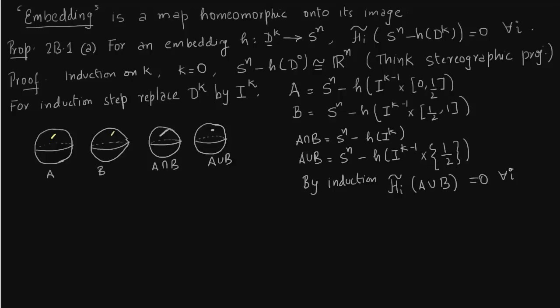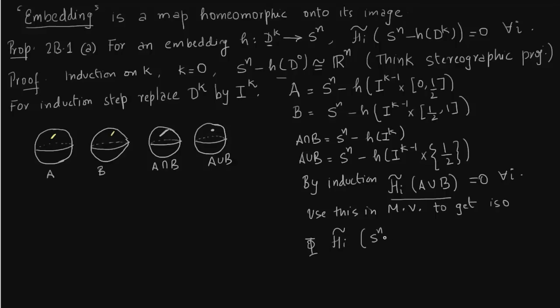This holds for all i. Now we want to use this, and as you know, the best way to use A union B is the Mayer-Vietoris sequence. So if this is 0, then you write the Mayer-Vietoris sequence of A intersection B and A union B. You will have A intersection B going into A plus B and then going into A union B. Since A union B is 0, you get this isomorphism. This isomorphism just comes from the long exact sequence of the Mayer-Vietoris sequence.